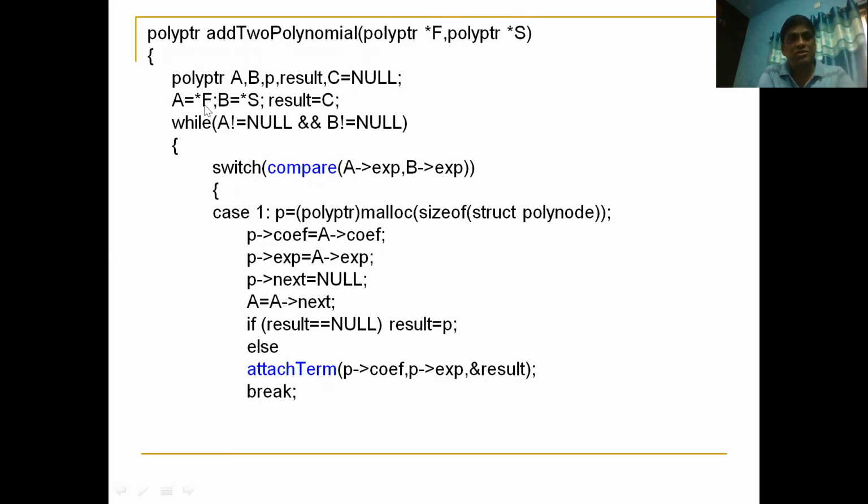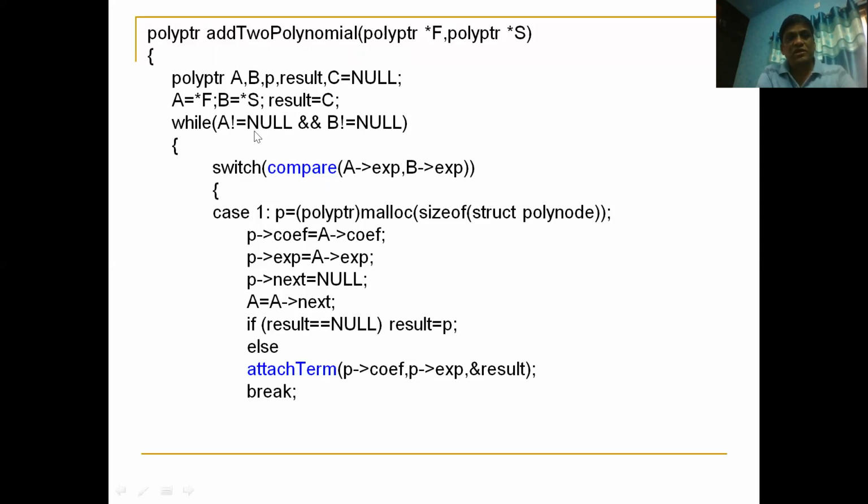So a is equal to star f, b is equal to star s. A is pointing to the first polynomial, b is pointing to the second polynomial, and result is the polynomial that I'm going to generate by adding a and b. Initially I'm declaring it as null, c is equal to null. So the condition is while a not equal to null and b not equal to null.